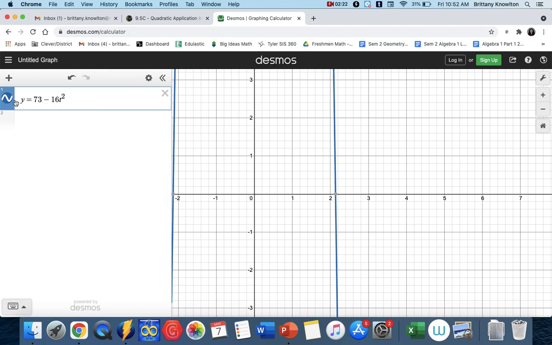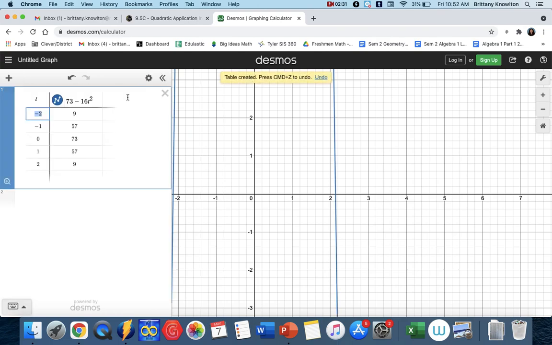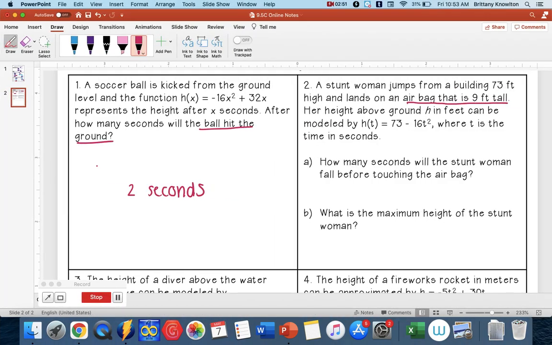So to do that, you can go ahead and change this into table format by clicking this gear, click the table, and I want to know when it's at 9 on this side because I know my y is height. I see it's at -2, however, I can't have -2 feet. And I see, when is it 9 again? Well, I see it's 9 again at 2 seconds. So this answer is going to be 2 seconds.